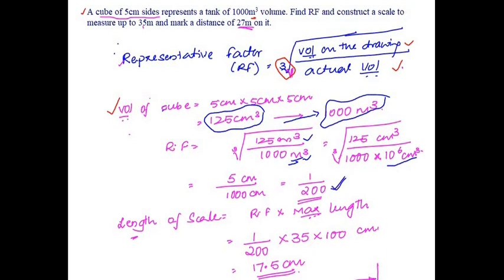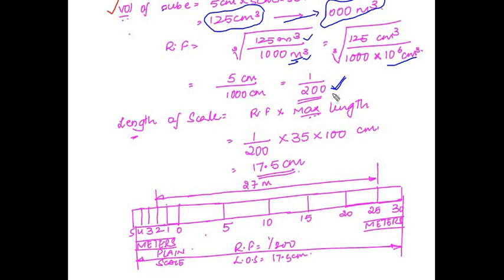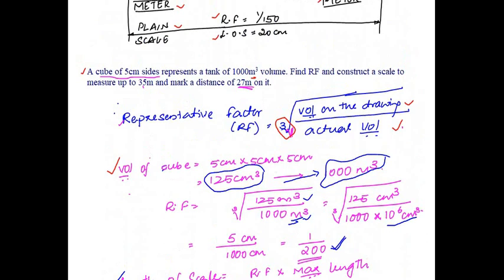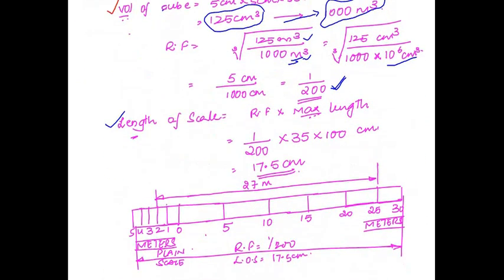Okay. So next, as soon as we found RF, we can calculate the length of scale. Length of scale is RF into maximum length to be measured. Right. So in our problem here, the maximum length to be measured is 35 meters. So we are taking 1 by 200 into 35. Again, I have converted that into centimeters. So written as 100 centimeters. 1 meter is 100 centimeters.